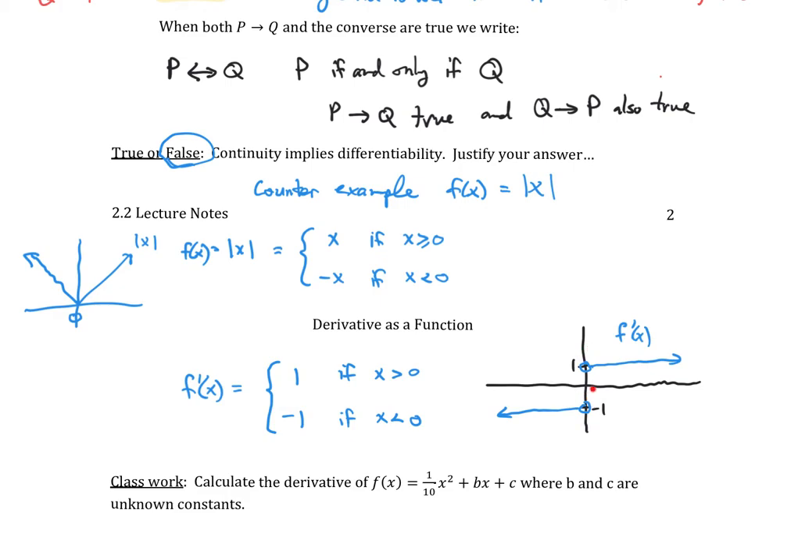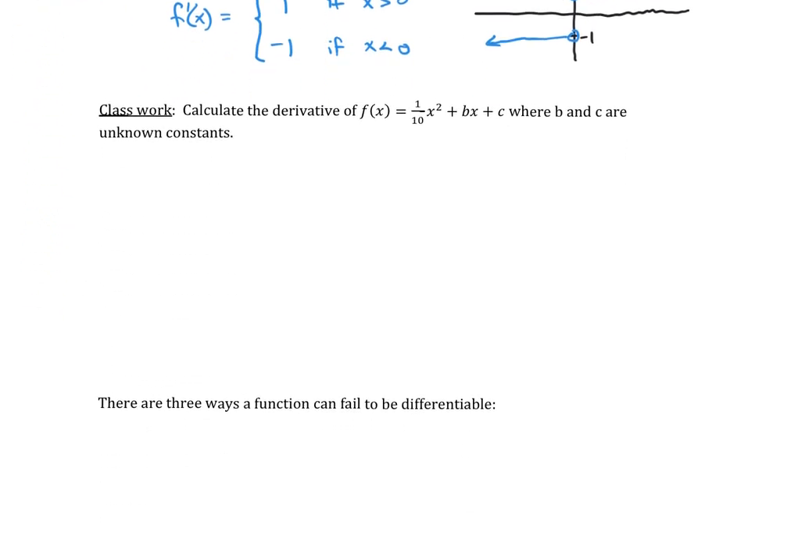Okay, so I hope we can see that at 0, the derivative is undefined. You come from the left, it looks like it's negative 1. You come from the right, it looks like it's 1. What is it at 0? Who knows? So the derivative is undefined at 0. Okay, so that's a counterexample. So continuity does not imply differentiability. And the reason I take some time to go over this is because this idea of an implication versus an if and only if statement is something that's kind of important for mathematics.